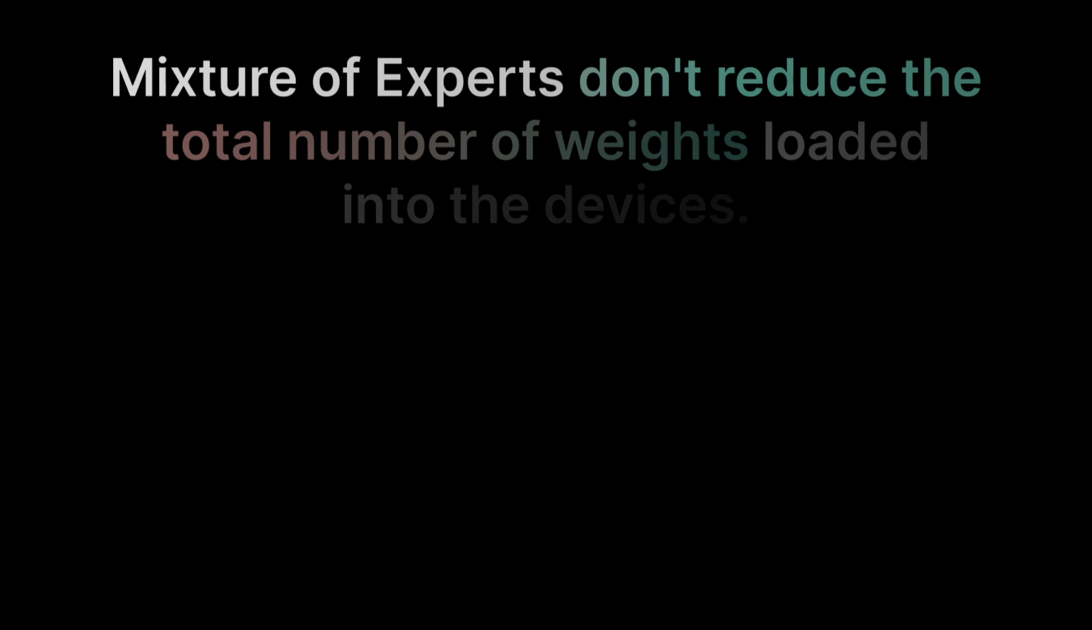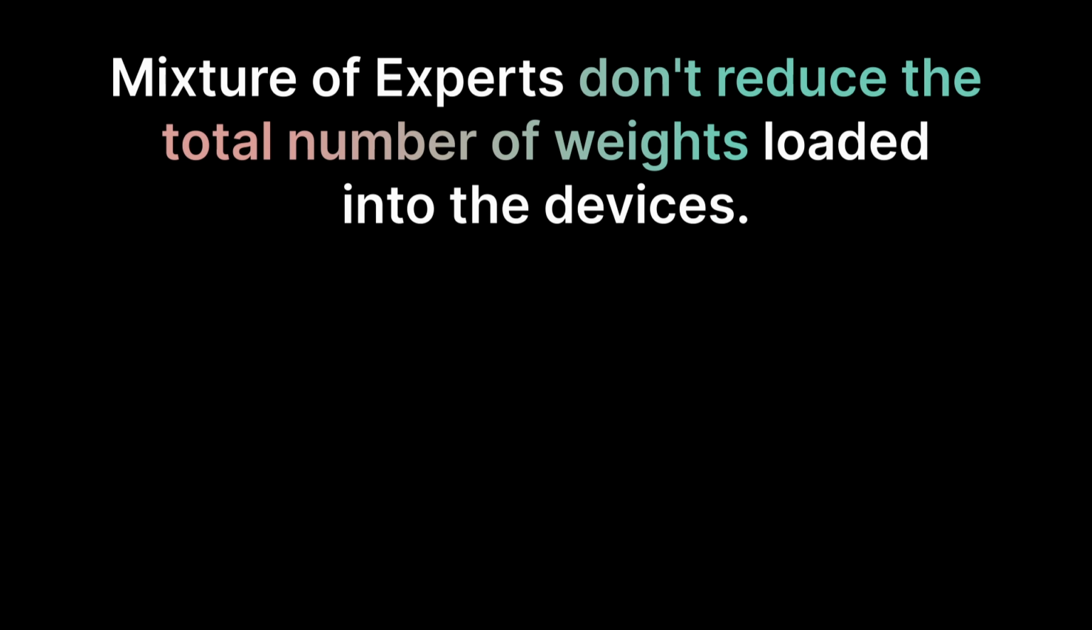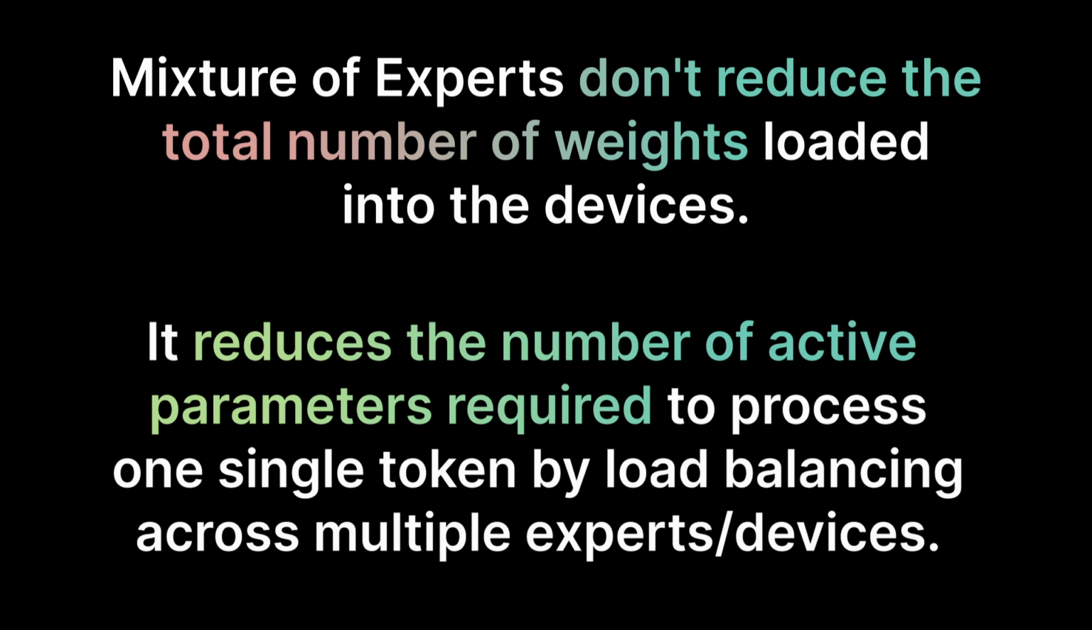activated per token. One point of clarification here is that when running inference, your entire model still needs to be in memory. This means you have to load all of the experts into your GPU, even though you're going to use selected GPUs and selected experts for specific token processing. So mixture of experts don't reduce the total memory required to train or store the model. It reduces the number of weights activated during inferencing by load balancing the computation across multiple experts and multiple devices.